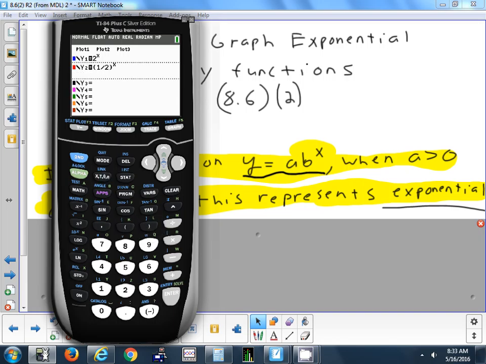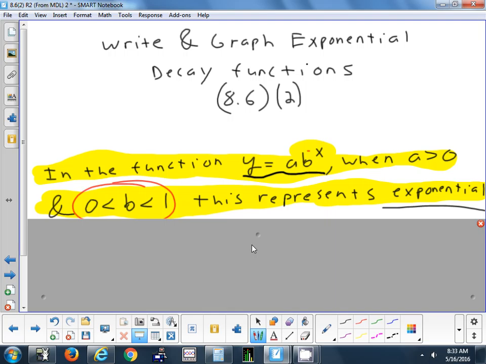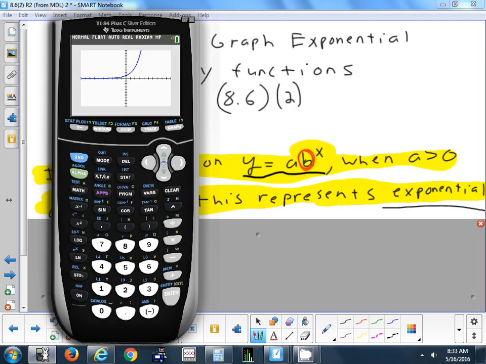What value did I type in for the number that's below the exponent this time? I typed in 1/2, something between 0 and 1. Everyone agrees 1/2 is between 0 and 1? Now watch what happens when I hit graph. It's going to come in red, and notice it's a mirror image. The red graph comes down very quickly. That's an example of decay.